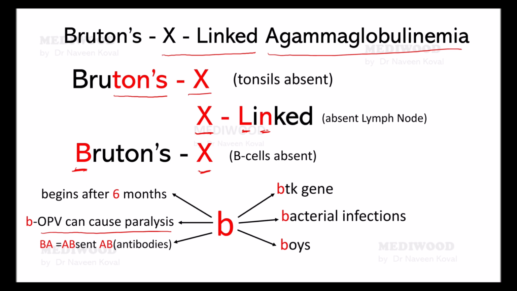Bruton's X-linked agammaglobulinemia is a primary immune deficiency predominantly affecting the B cells. It is an X-linked recessive disorder, and agammaglobulinemia means decreased or absent antibodies. In Bruton's X, tonsils are absent, lymph nodes are absent, the B cells are absent. The gene predominantly mutated in this condition is the BTK gene. The child will be a boy, more than 6 months of age, presenting with recurrent bacterial infection, and there will also be a history of paralysis following live OPV, the bivalent OPV. So these are some of the things that you can correlate and answer in your exam. I'm sure after this video you'll be able to answer most of the MCQs related to Bruton's X-linked agammaglobulinemia.